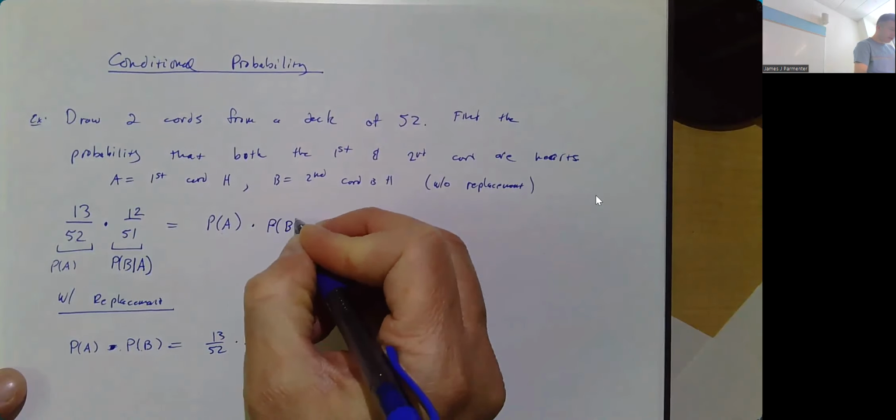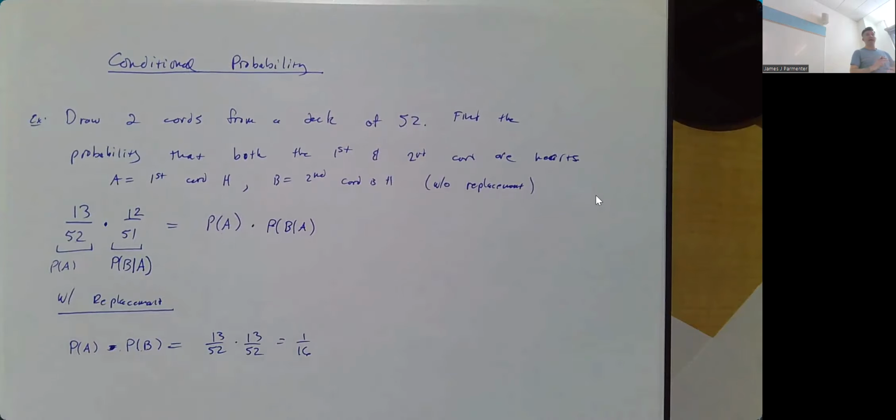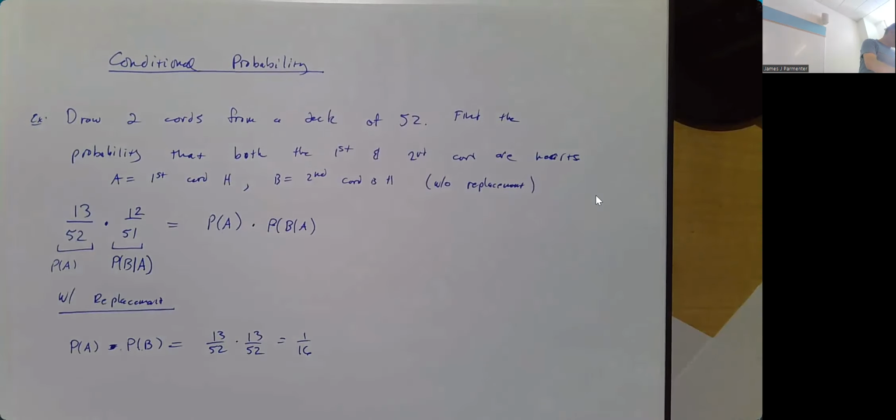And I want to stress here, knowing that the event A has happened changes the probability of B happening. That's the whole idea with conditional probability: knowing some other event has taken place will change the probability of the event you're asking about taking place.